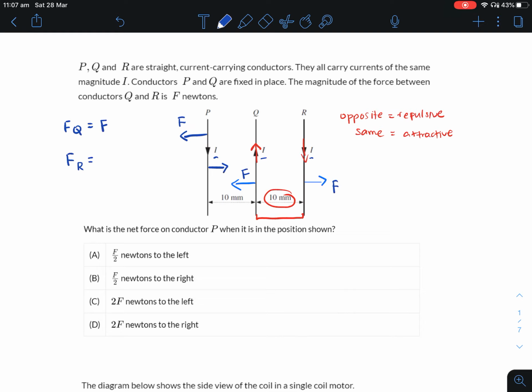And now what is the magnitude of this force? Well, we notice that the distance separating P and R is actually double. It's actually 20 millimeters, isn't it? And so it's actually double the distance away. My question is, if a conductor is further away, will it experience a stronger force or a weaker force? Will this attractive force be weaker than F or stronger than F? Well, if it's further away, intuitively, hopefully, it's actually weaker.